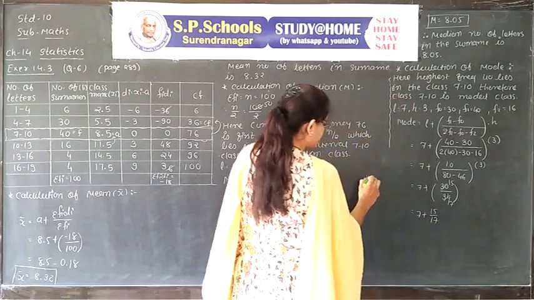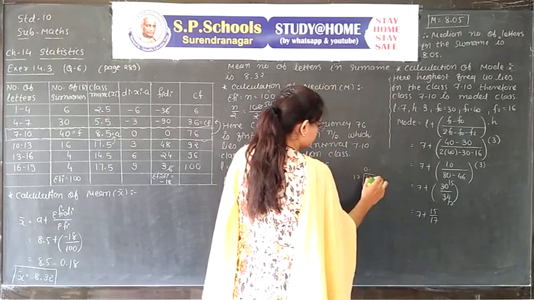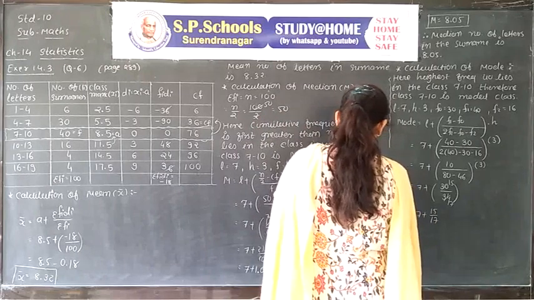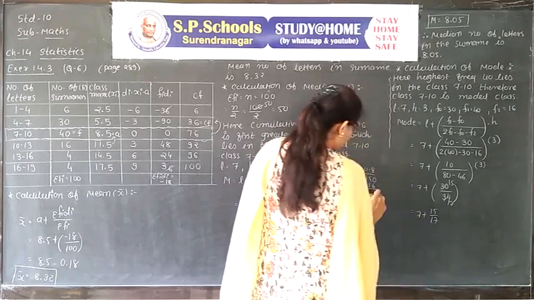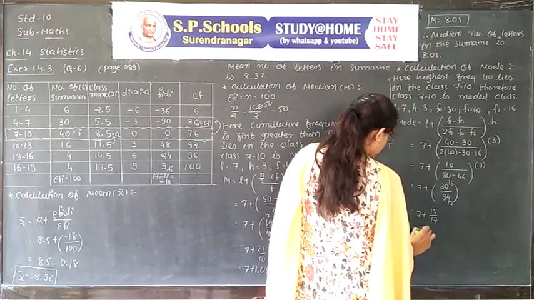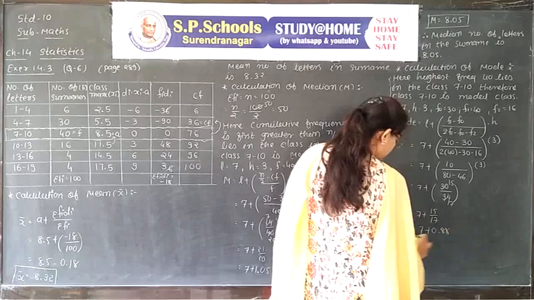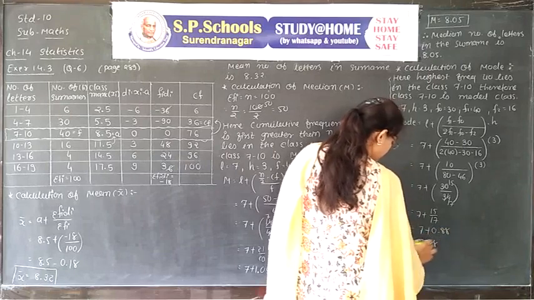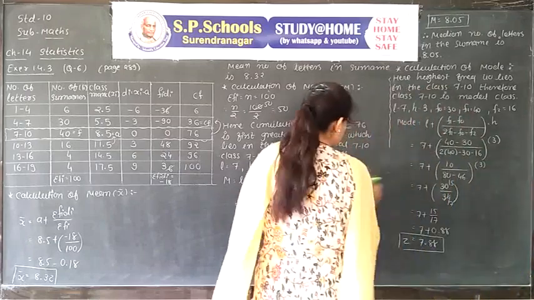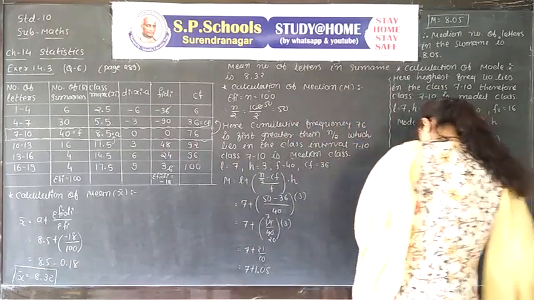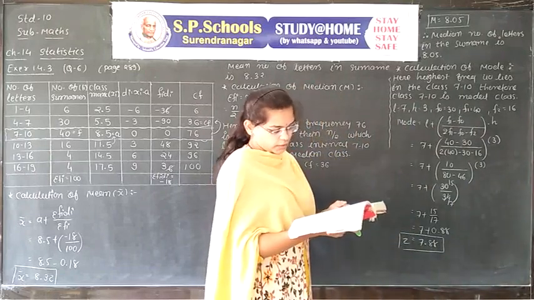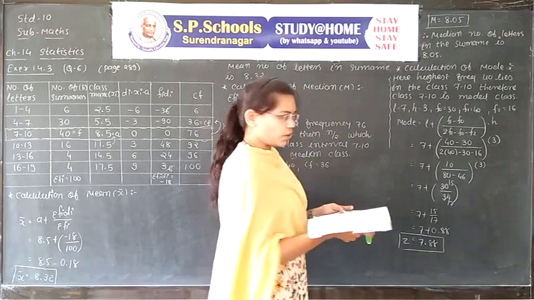Now we divide 15 by 17. 7 plus 0.88, 7.88 is the answer of the mode. As we know, the mode is symbolically denoted by Z. Hence the mode is completed, and the third question is to find the modal size of the surname.